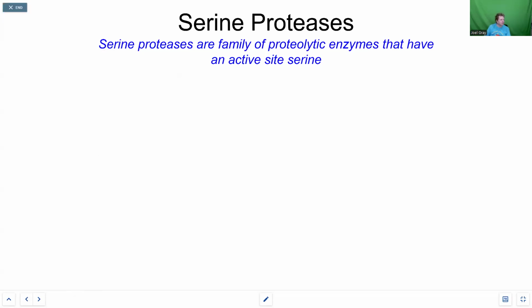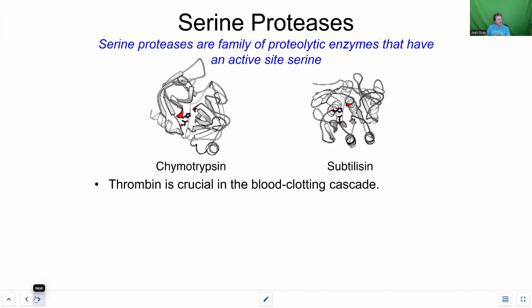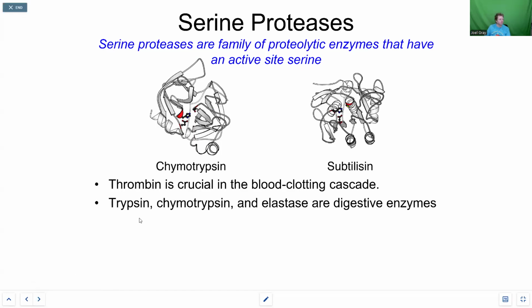So serine proteases, two examples are chymotrypsin and subtilisin. Thrombin is also an important protease that's involved in blood clotting. Trypsin, chymotrypsin, and elastase are digestive enzymes. Subtilisin is a bacterial protease.